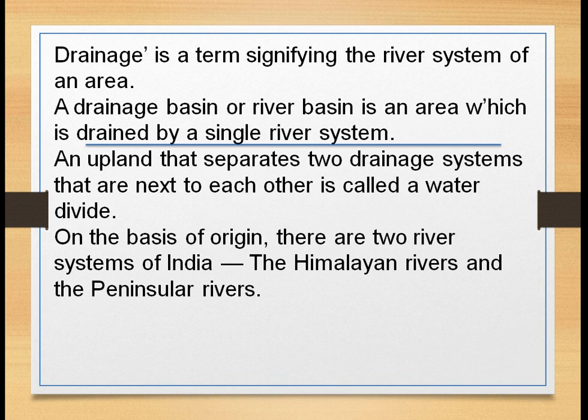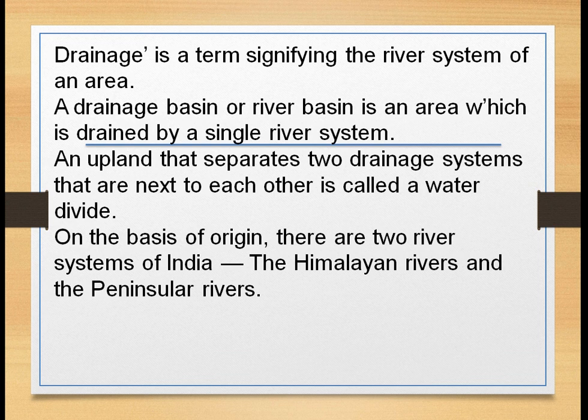Here, what is the meaning of drainage first? Drainage is a term signifying the river system of a particular area. A drainage basin or river basin is an area which is drained by a single river system. Okay? In that, I already clarified what is the meaning of distributary. What is the meaning of tributaries?